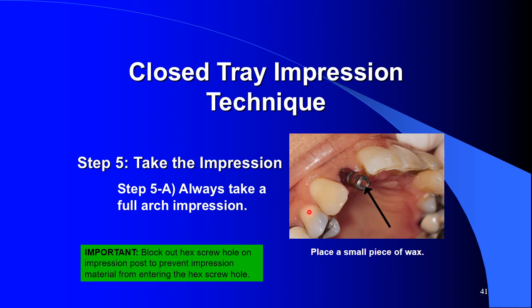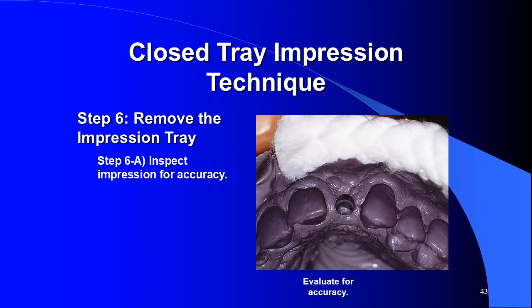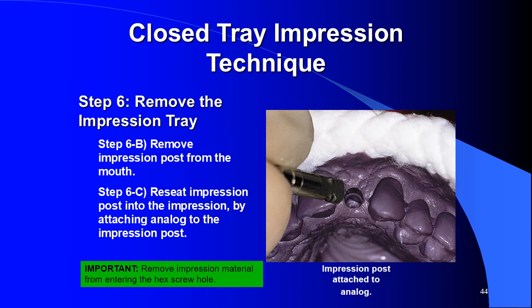And then take the impression by using impression material, polyether or polyvinyl siloxane. Any elastic impression material can be used to completely cover the impression post with the impression material before seating the tray. Then we seat the impression tray, take the impression, and inspect impression accuracy.